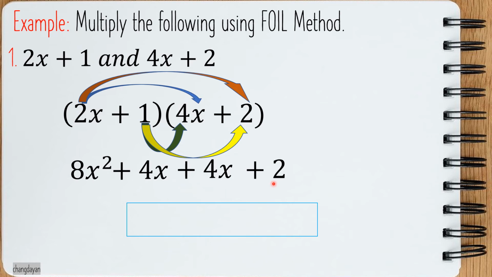Now, let us simplify, combine like terms. So, since walang pwedeng i-partner or isama kay 8x squared, just copy this one. Pero itong 4x and 4x are like terms. So, we can combine these two. So, 4x plus 4x, you'll get 8x plus 2. Therefore, our answer in multiplying 2x plus 1 and 4x plus 2 is 8x squared plus 8x plus 2.